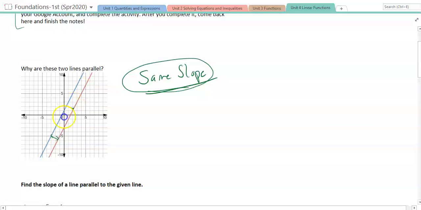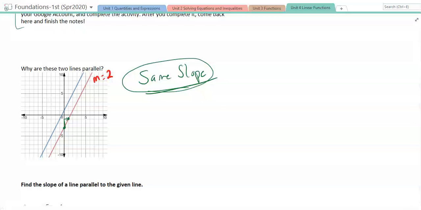And so if I was to find the slope of these two, right, I can start here. This line has a y-intercept of -3, and it goes through this point here at (1, -1). And so this has a slope going up 2 and right 1. So the red line has a slope of +2.